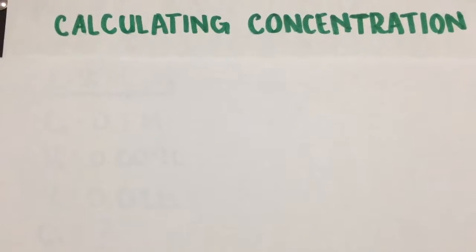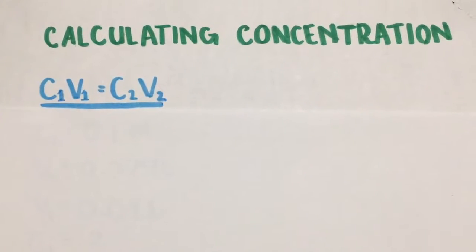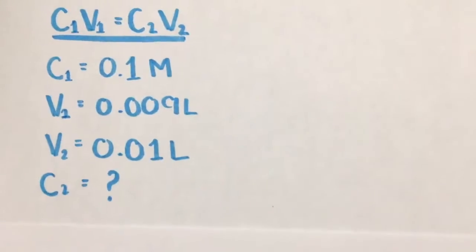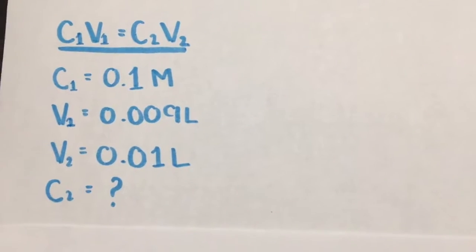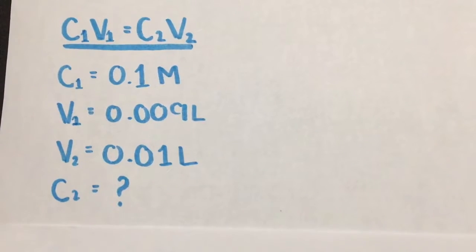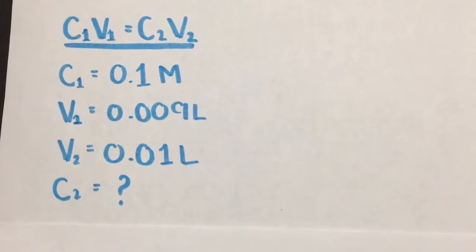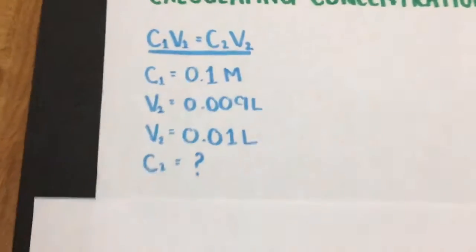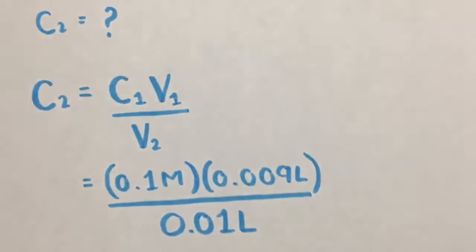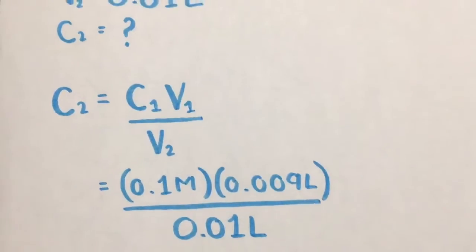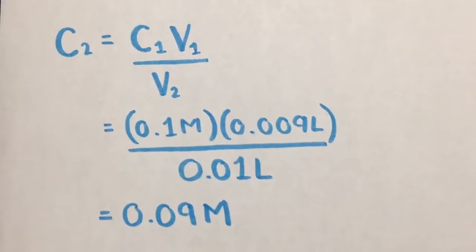To calculate the final concentration of solution A, we will use the C1V1 equals C2V2 formula. Using the data from experiment 1, initial concentration of solution A is 0.1 moles per liter, initial volume of solution A is 0.009 liters, and the final volume of the dilution is 0.01 liters. Let's rearrange the formula and sub in our known values to solve for the final concentration of solution A. This is what the equation will look like. Therefore, the final concentration of solution A is 0.09 moles per liter.